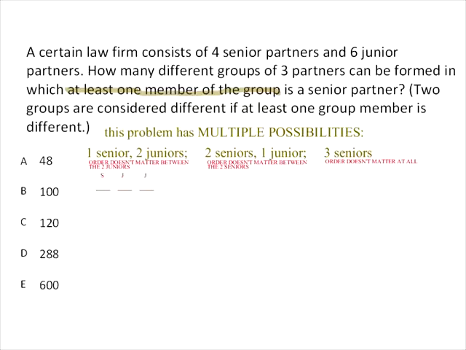Okay, so seniors, there are 4 seniors, and there are 6 juniors. So these possibilities are 4 here, 6 here, and 5. And then remember that order doesn't matter, but only between the two juniors order doesn't matter. So what do we divide this by? Everybody in the text box.